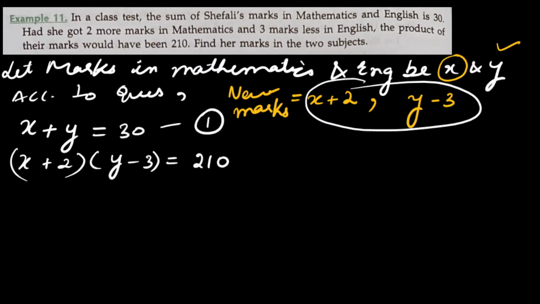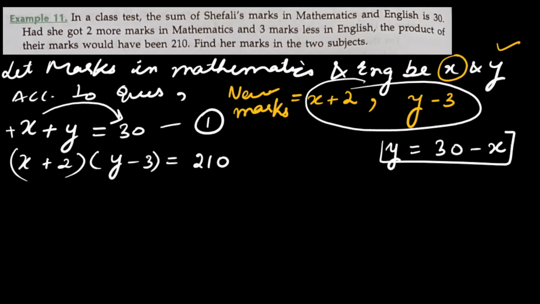Now our quadratic equation should be in one variable. So from the first equation, we'll find the value of any one variable. Let's say we'll find the value of y. Let's keep y on this side and shift x to the other side. So y is equal to 30 minus x. Why 30 minus x? Because this is positive x, so when we shift it to the other side, it becomes negative x.